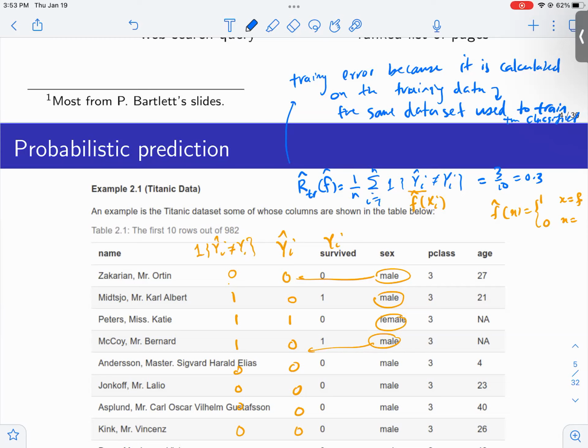So you train on the same data set. The data set on which you train is called the training data. Then we use the same data set to evaluate the performance of the classifier. That's why it's called the training error. It's the error of the classifier on the training data. Does that make sense? It turns out to be 0.3 here. Questions?